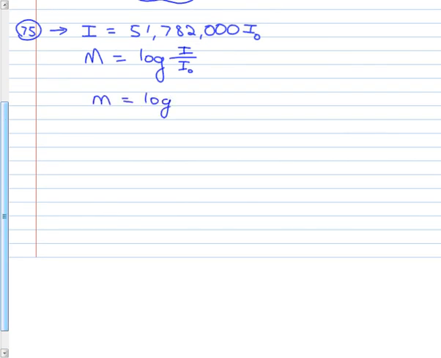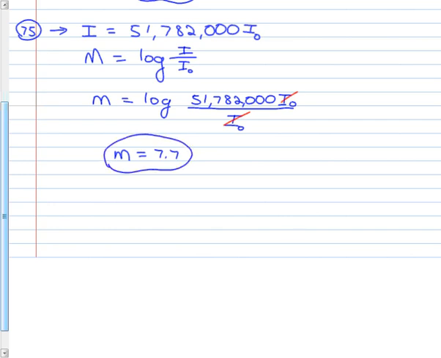Common log of my I, 51,782,000 I sub 0, divided by I sub 0. Well, our I sub zeros would cancel, and it just becomes the common log of 51,782,000, which we will now try. Oops, wrong number. Magnitude of the earthquake, 7.7.